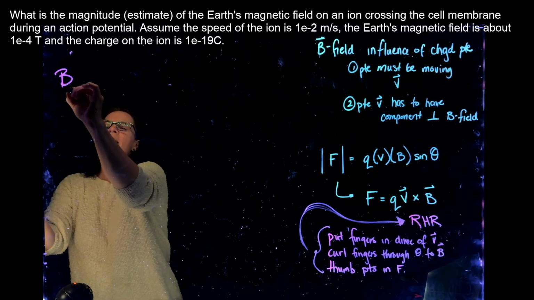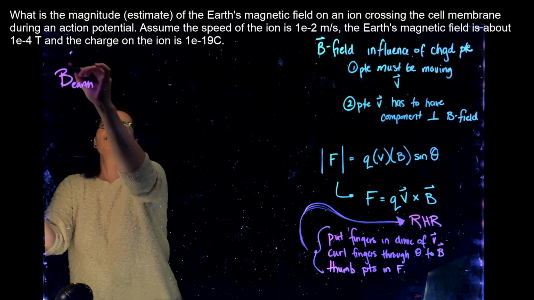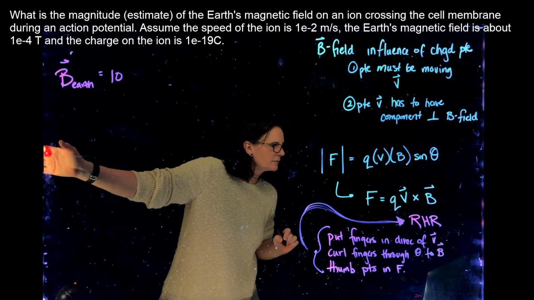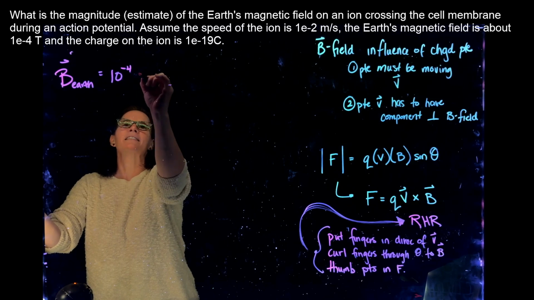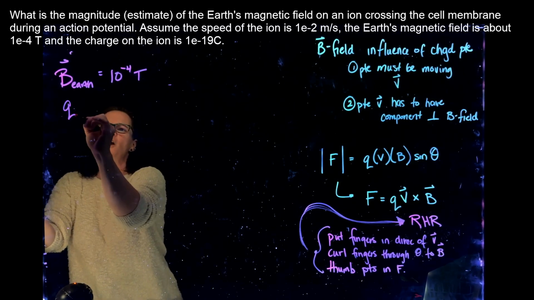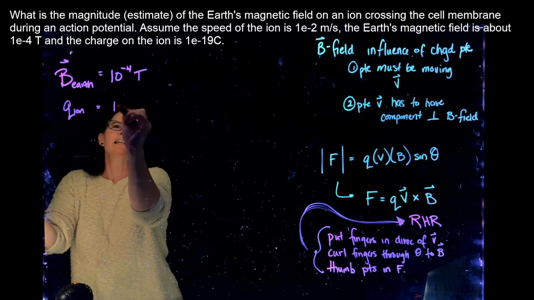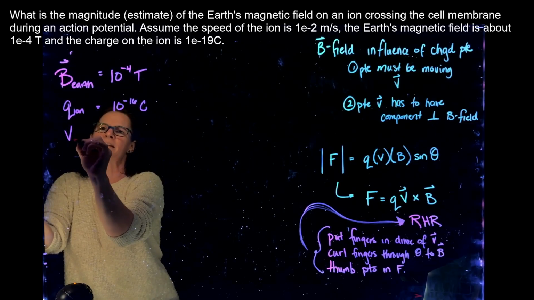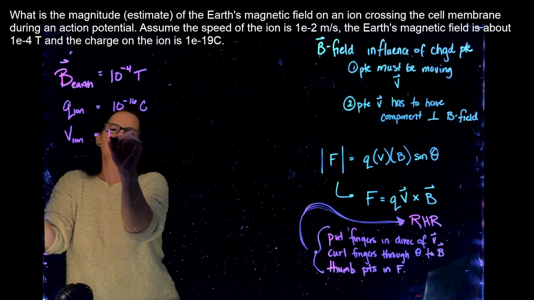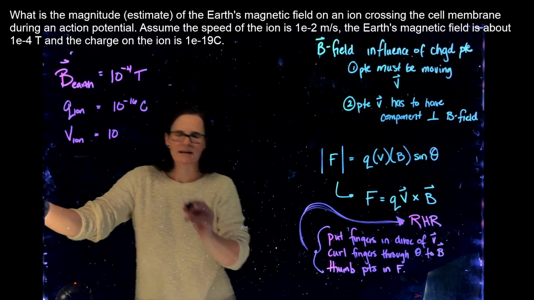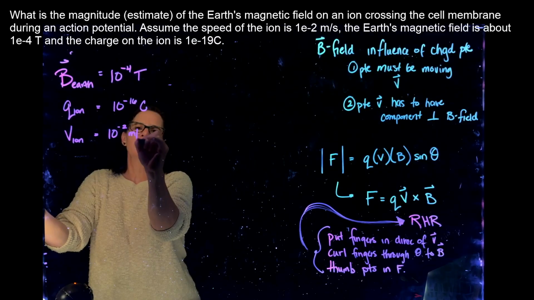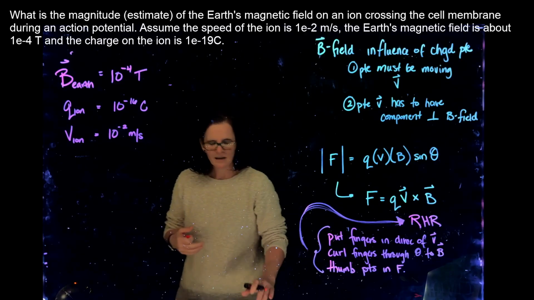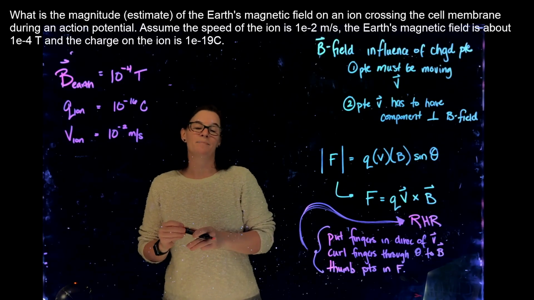Let's write down what we know. The magnetic field of the Earth is 10 to the minus 4 Tesla. The charge of the ion is 10 to the minus 16 Coulomb. And the speed of the ion is equal to 10 to the minus 2 meters per second. So what force does this ion feel? We want the maximum force.